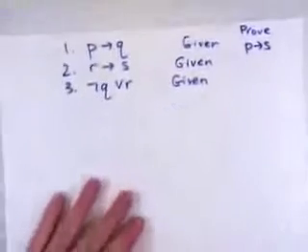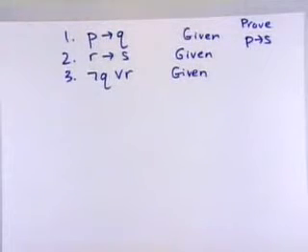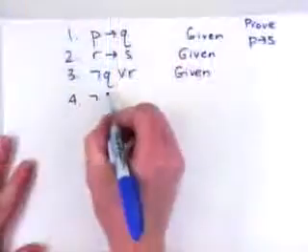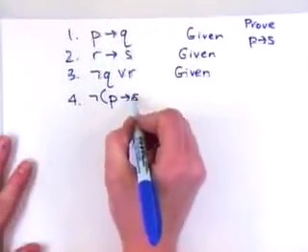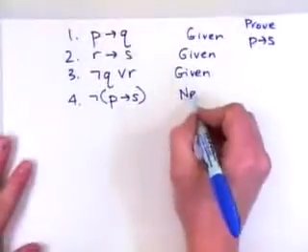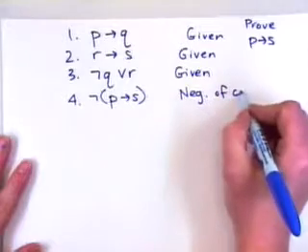So the very first thing I do in a proof by contradiction is I write down the negation of the conclusion. I have to write down the opposite of what I'm trying to prove. So that goes on line 4. I write not, put parentheses, and copy down what I'm trying to prove, and I give my reason as negation of conclusion.